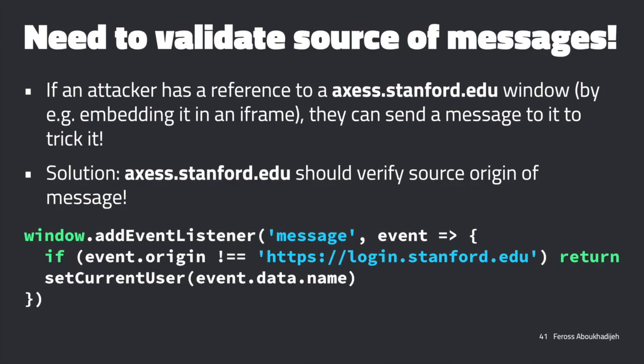Cool. So does this make sense? Cool. All right, so that's how we get integrity from postMessage. The sender specifies the origin that they want to permit to receive the message.